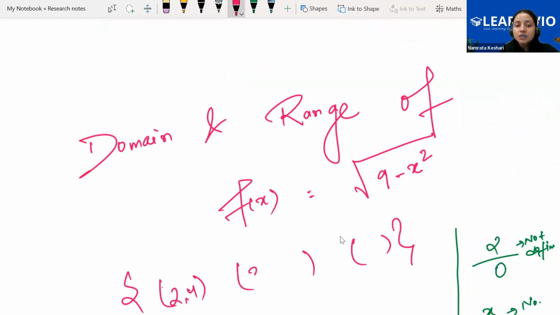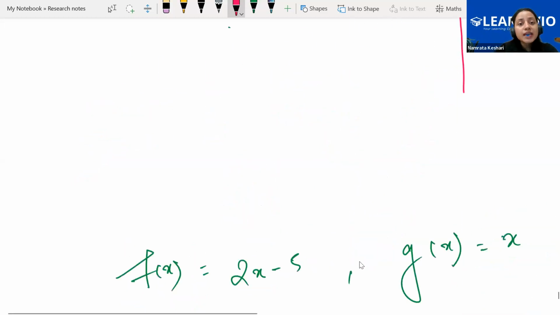So if it was like this, then we were just saying that this 2, this 3, and this 4 is the domain. Okay, and 4, 6, 8 is the range. Or if the second set is the same, we were saying this is the codomain also. Previously, it was so simple because our set was defined.